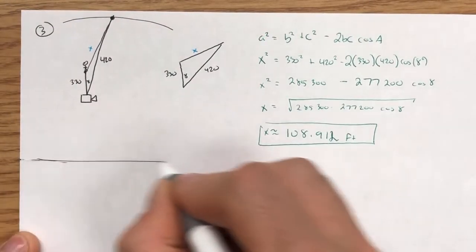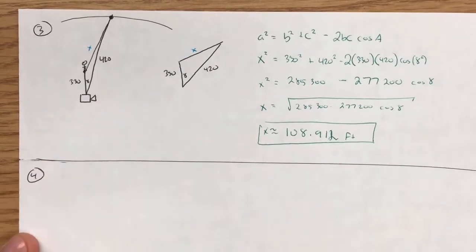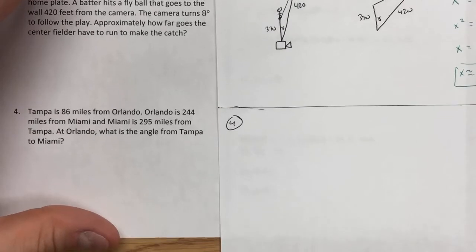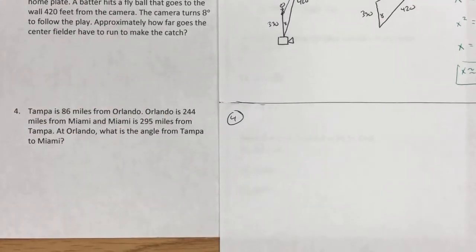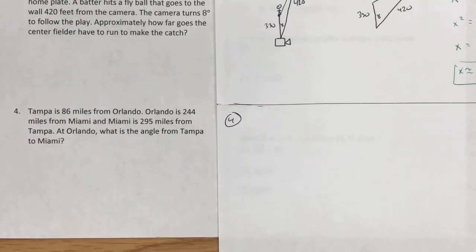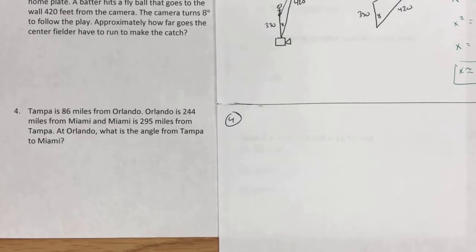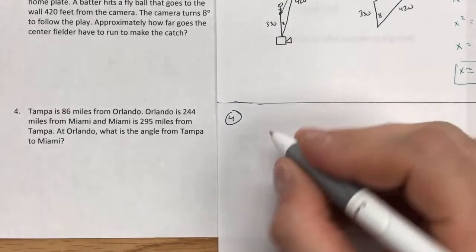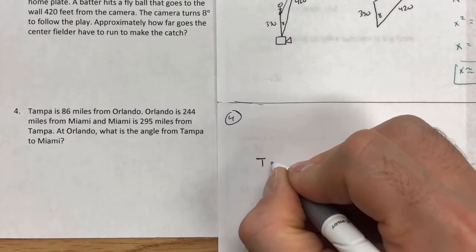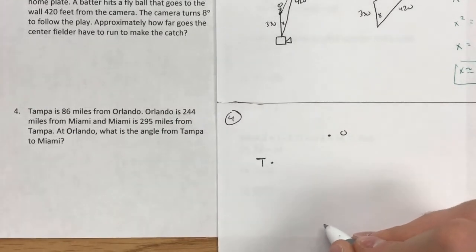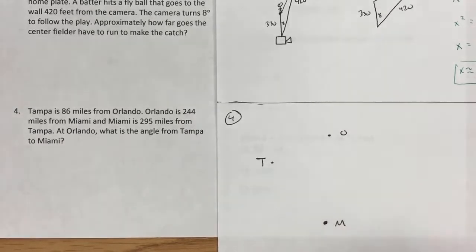Let's take a look at the last one, number 4. Okay. Number 4, Tampa is 86 miles from Orlando. Orlando is 244 miles from Miami. And Miami is 295 miles from Tampa. At Orlando, what is the angle from Tampa to Miami? Okay, so we here in Florida know that Tampa is roughly over here, Orlando is roughly over here, and Miami, way down south, is down there.